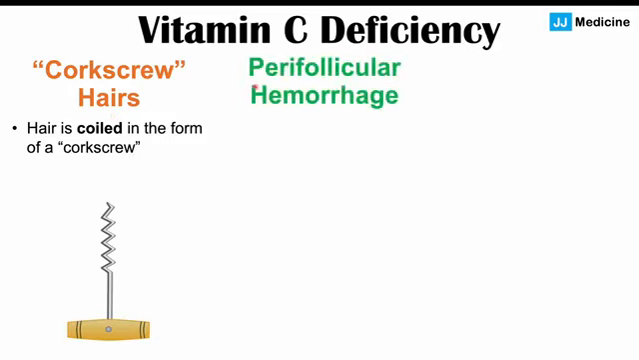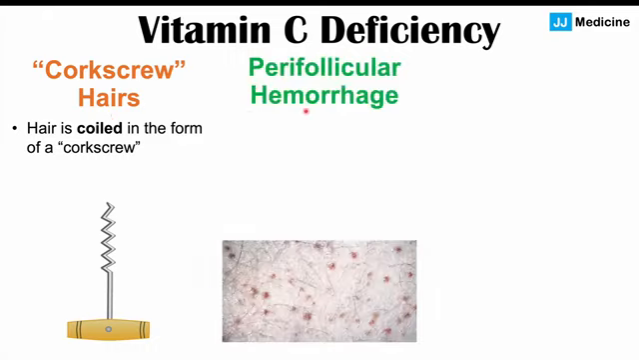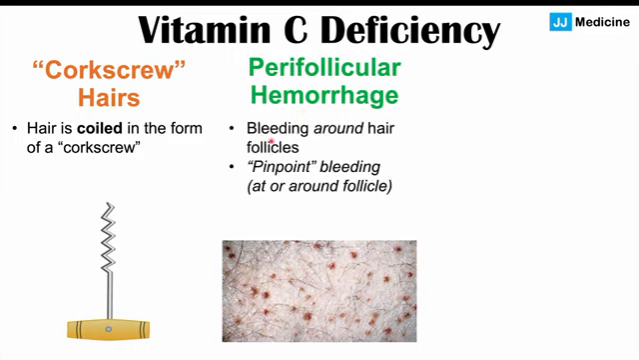We can also see issues with perifollicular hemorrhage. So perifollicular hemorrhage is bleeding around hair follicles. So it's a pinpoint bleed, so it's bleeding right at the follicle or around the follicle.